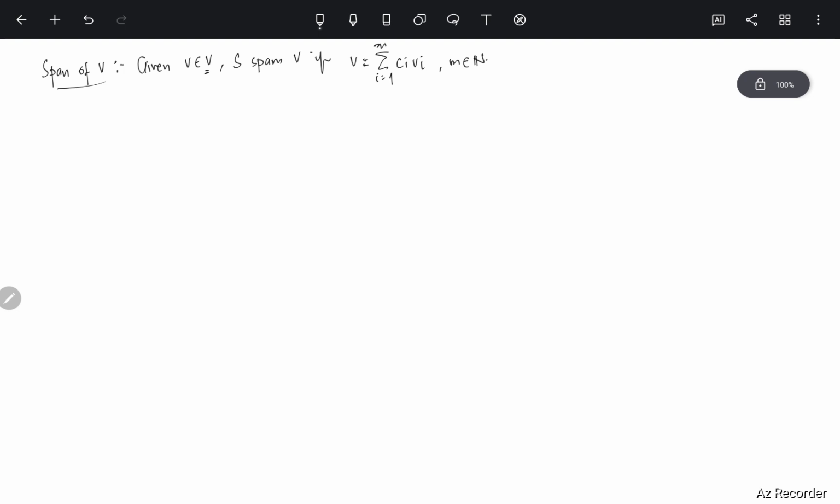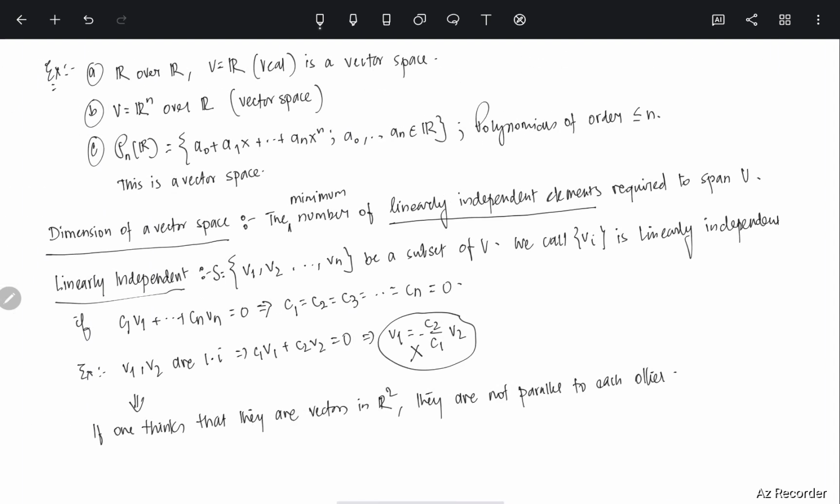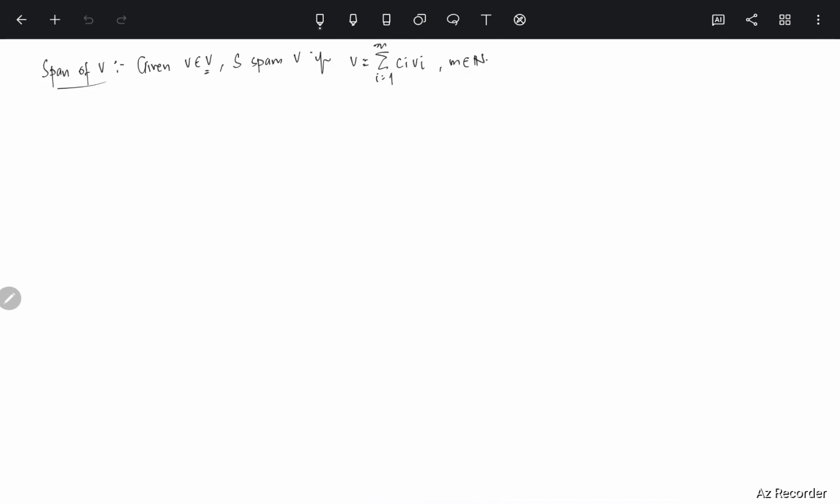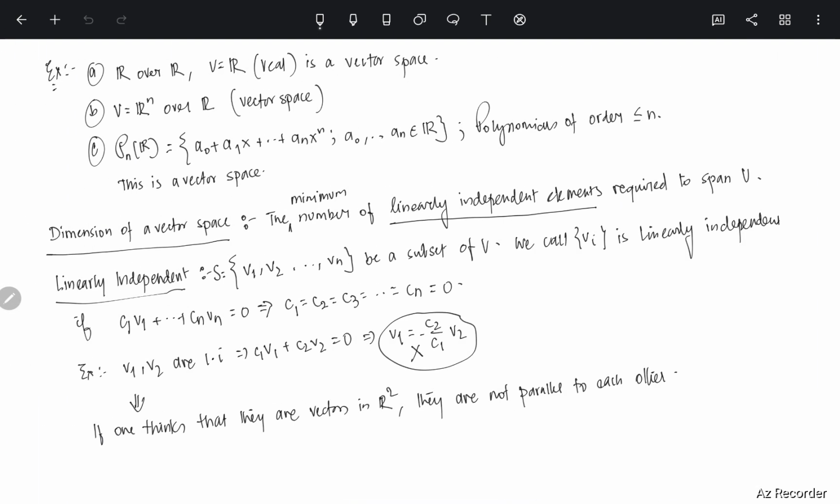And it doesn't have to be linearly independent. It can be more than that, it doesn't really matter. What it means is that if you are given some elements, you can linearly combine those elements to produce any element of your original space V. That's your span. And if you have the minimum number of elements required to span V, then we call that the dimension of a vector space.